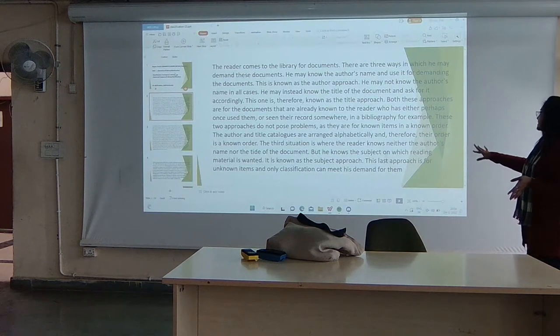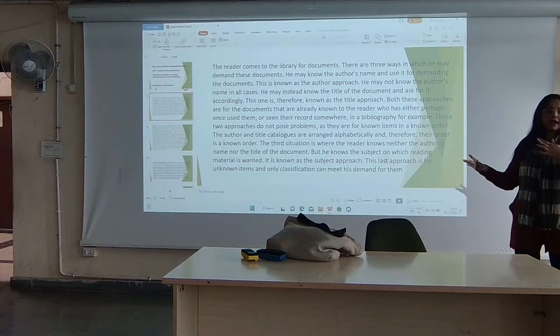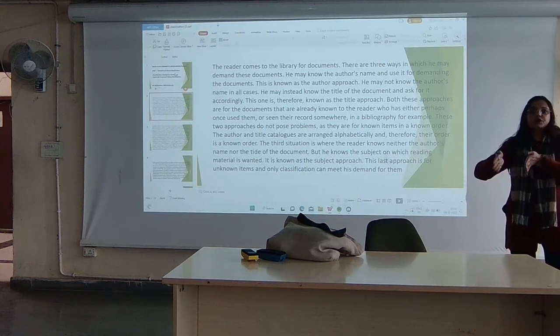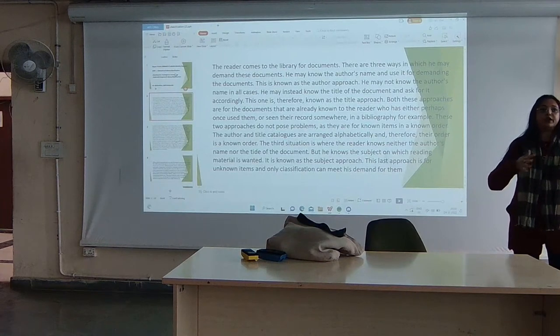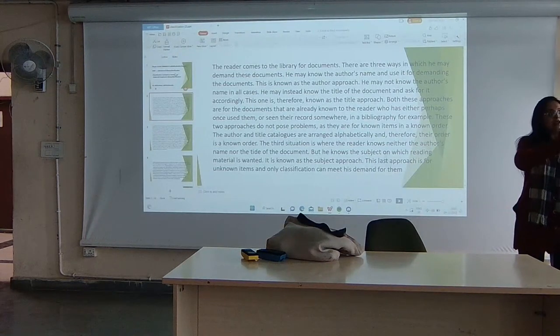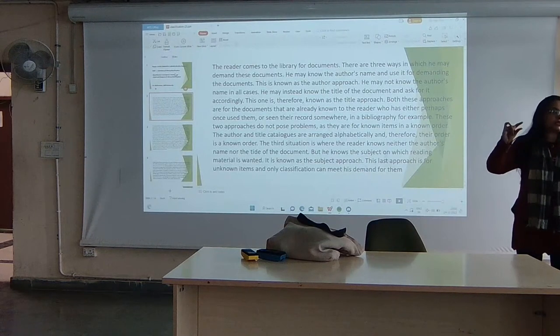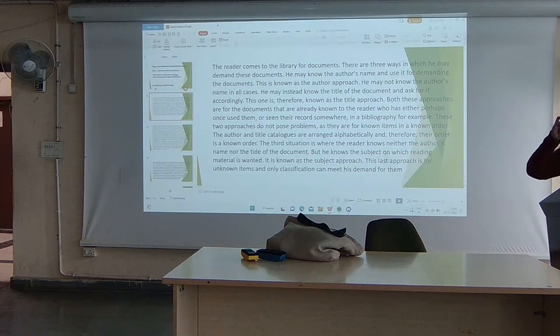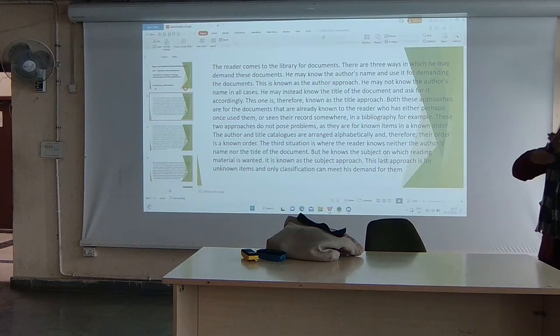And the author knows the subject on which reading material is wanted. Suppose I want a book on philosophy, so I'll go to the philosophy stack area, right? Yes, I want a book on history, so I'll go to the history stack area. And there the books are arranged according to the subject and the author, as well as what the subject contains. It's a history of India, its name is. So history of India, or medieval history of India, or maybe world history, especially in the context of India. So again you see the title, the subject is the same, history, but within it many different things come and go, right?